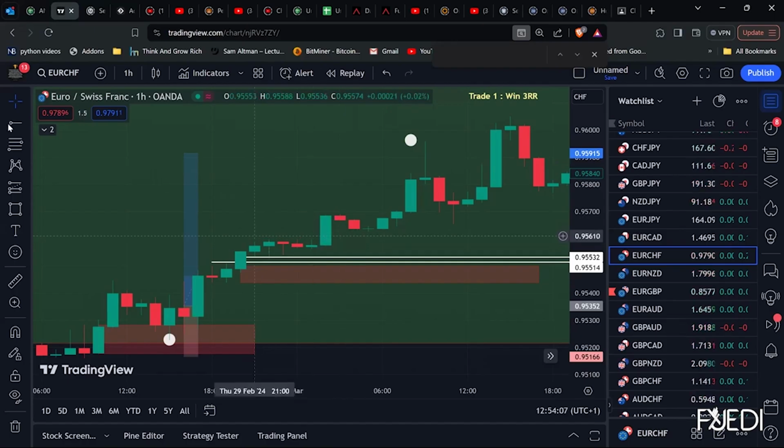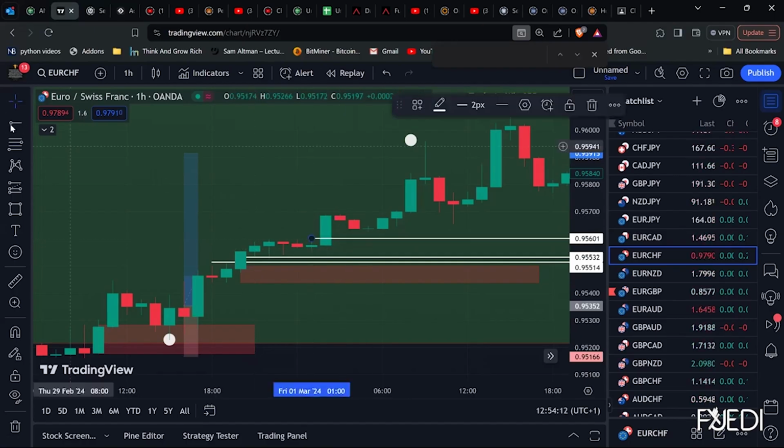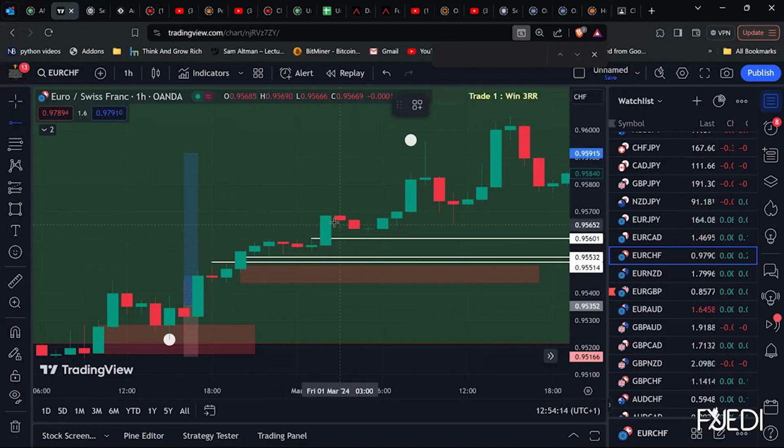So there's also another imbalance here. You can see there's an imbalance here. And so at this particular point, this is the imbalance. So between this candle and this candle, there was no connection. Price came back, filled that imbalance a little bit, but it still left some space there. So we can also have that on our books.